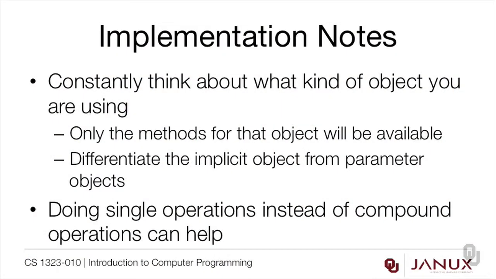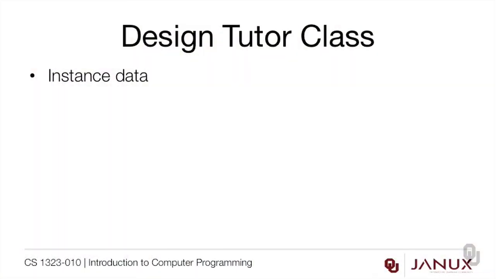Always make sure that you differentiate the implicit object from the parameter objects. One way to do that is by explicitly using this every time. And if that makes you more comfortable, there's no problem with using it. Also remember, do simple operations instead of compound operations. I sometimes will nest operations 2 or 3 levels deep, but when it gets any deeper than that, it's very hard to read and it's very hard to debug. So keep it simple.